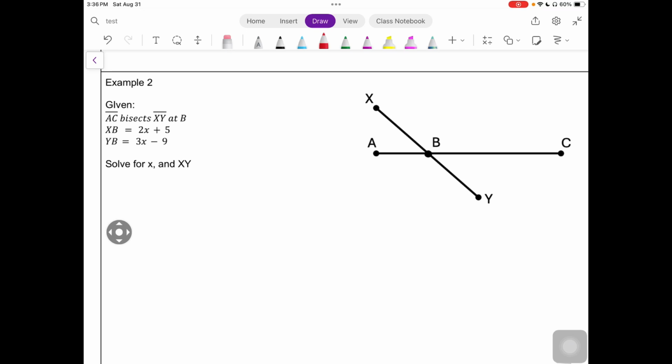The first thing I'm going to do: AC bisects XY at B. Now, which of these two gets cut into 2 equal parts? You might think it's pretty obvious because of where the B is. I mean, A to B and B to C do not look the same. The other thing that I like to think about in regards to the way this is written, my brain says AC cuts XY into parts. So XY is going to be the 2 pieces that get cut into equal parts.